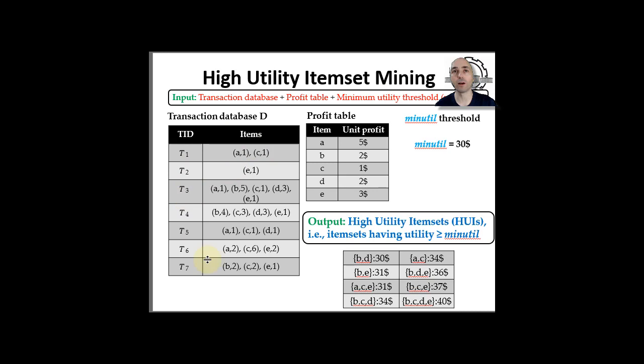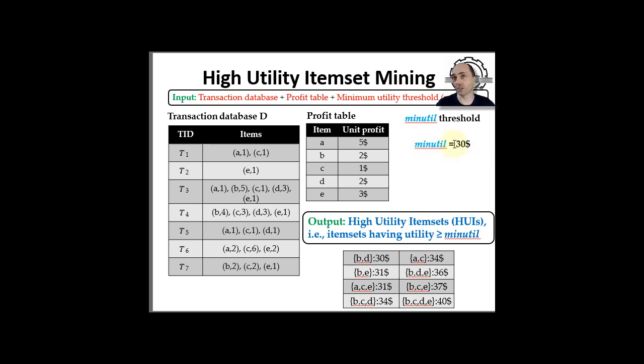So here, for example, I have a transaction database. It contains some transactions that say what people have bought in a store. So for example, transaction 1 says 1 apple, 1 cake. Transaction 2 means 1 egg. Some people buy 1 egg and so on. And then we have a profit table, like 1 apple is $5, 1 bread $2, 1 cake $1, and so on. And the goal is to find what the people buy that makes a lot of money, that has a high utility.